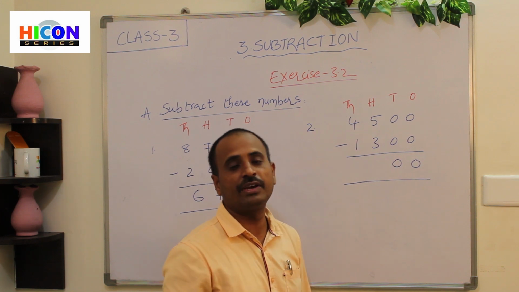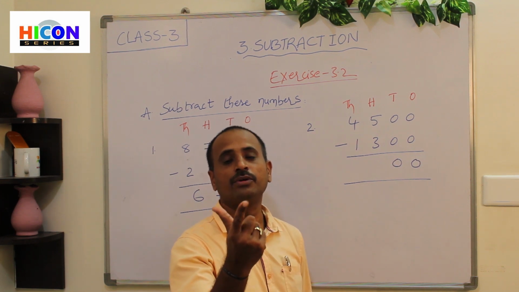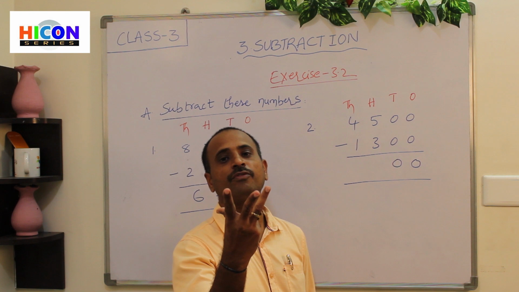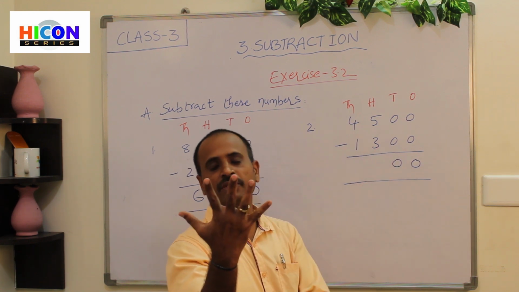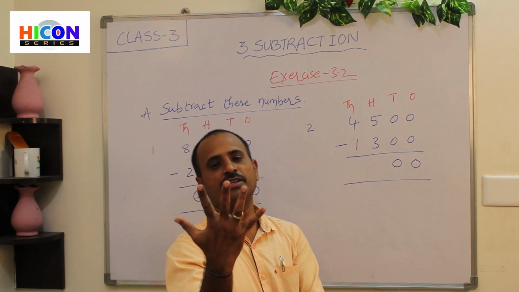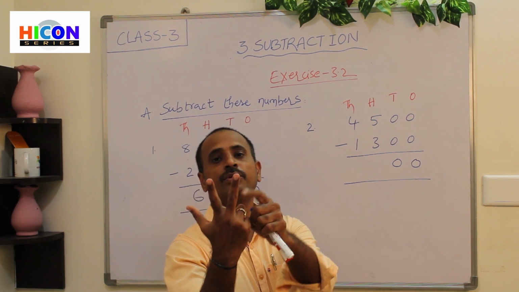So open 5 fingers of your hand. 1, 2, 3, 4, 5. Next, what is the second number? 3. So close the 3 fingers among these 5 fingers. That is 1, 2, 3.